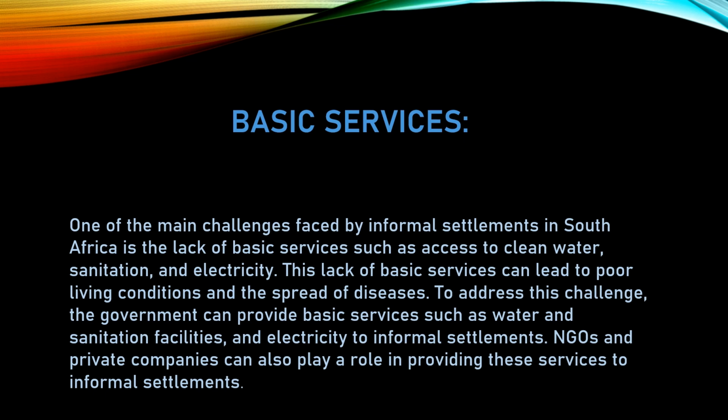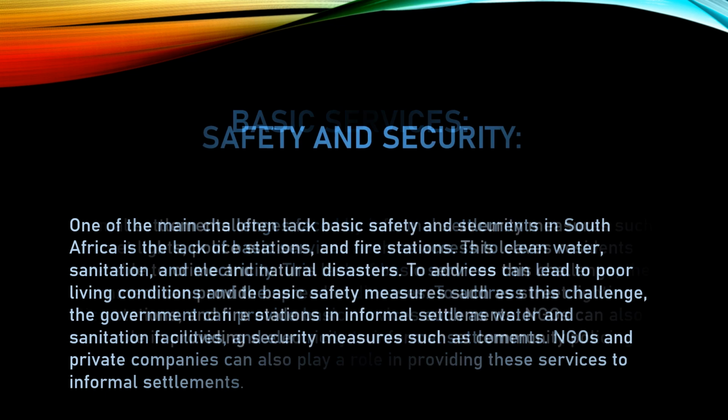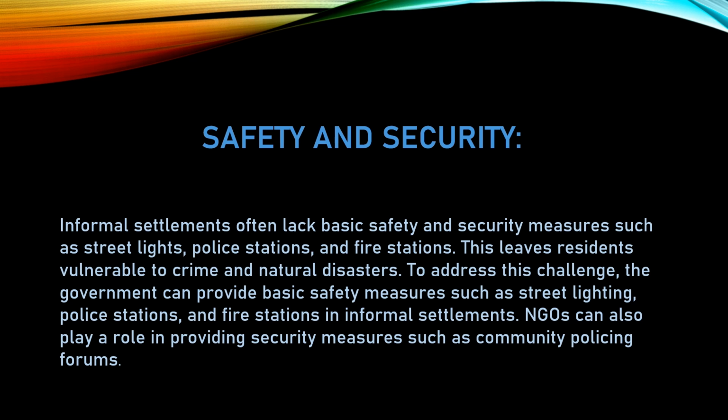So yeah, let's move on. Now we are on safety and security. Informal settlements often lack basic safety and security measures, such as street lights, police stations, and fire stations. This leaves residents vulnerable to crime and natural disasters. So this is the challenge.